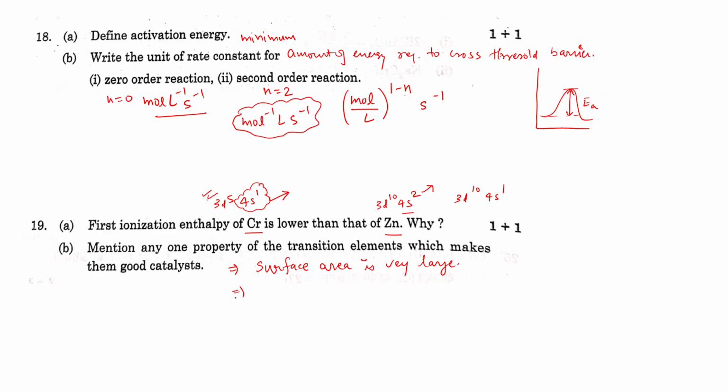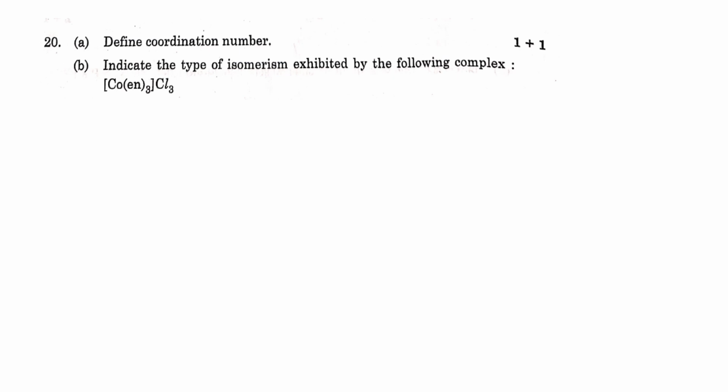Second thing, they have variable oxidation states. That means they can go from +1, +2, +3, +4. Even in case of manganese, it goes from +2 to +7. Variable oxidation state. So these are the two most suitable reasons for the transition elements to be a good catalyst.